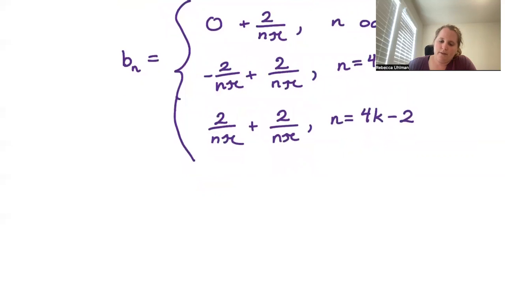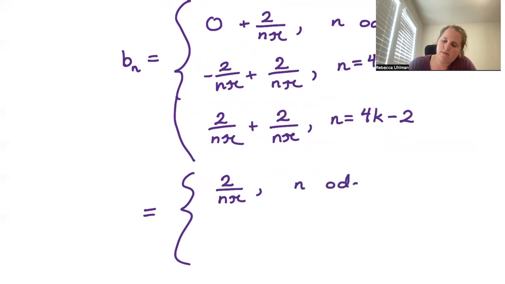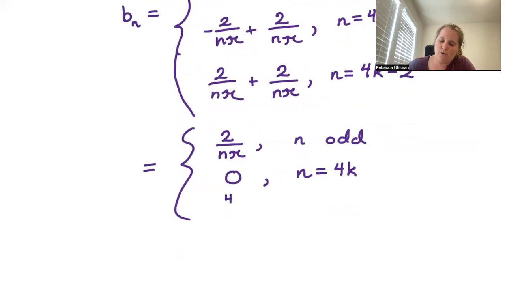So what we get here then is our b sub n is equal to 2 over n pi if n is odd. That's equal to 0 if n is a multiple of 4. And it's equal to 4 over n pi if n is 4k minus 2.